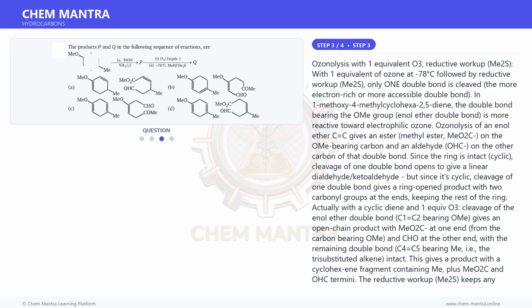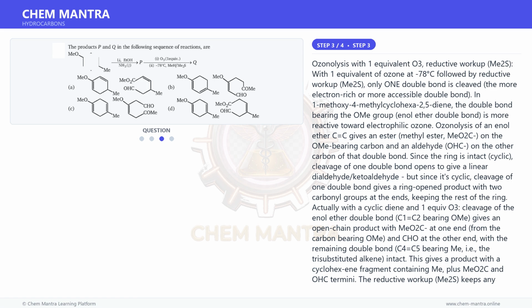Ozonolysis of an enol ether C=C gives an ester, a methyl ester, MeO2C, on the OMe-bearing carbon and an aldehyde, OHC-, on the other carbon of that double bond. Since the ring is cyclic, cleavage of one double bond gives a ring-opened product with two carbonyl groups at the ends, keeping the rest of the ring.